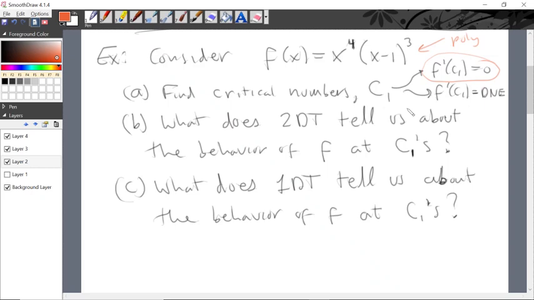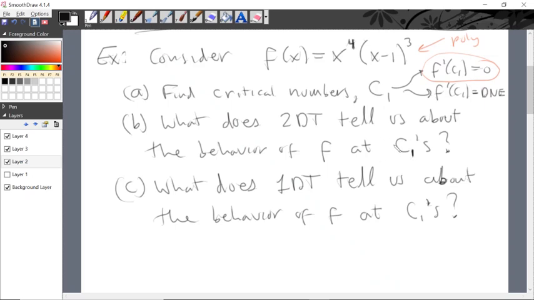And we could take a look at some more examples whereby possibly the first derivative doesn't even exist at some points. Let's start with this polynomial. After you find the critical numbers, then part B, what does the second derivative test tell us about the behavior of the function at our critical numbers?